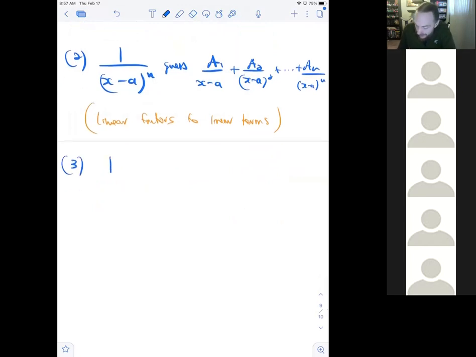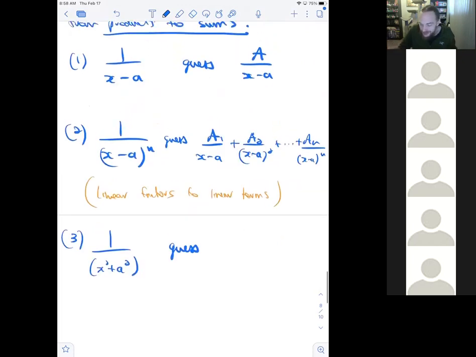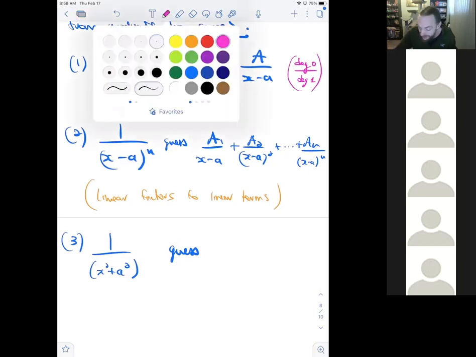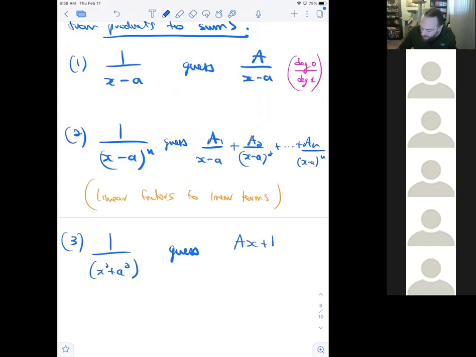So 3, if we have 1 over x squared plus a squared, notice that the square's been completed already. If you get the worst case scenario, you're going to have to complete the square first. But we guess, this is quadratic. In the first one, it was linear. So we did degree 0 polynomial over degree 1 to keep it proper. So this is quadratic. So we're going to guess a linear polynomial over our quadratic.